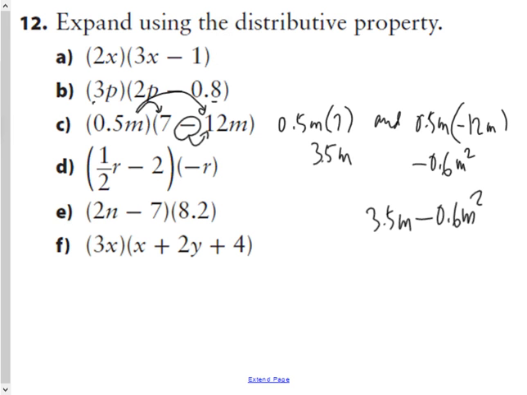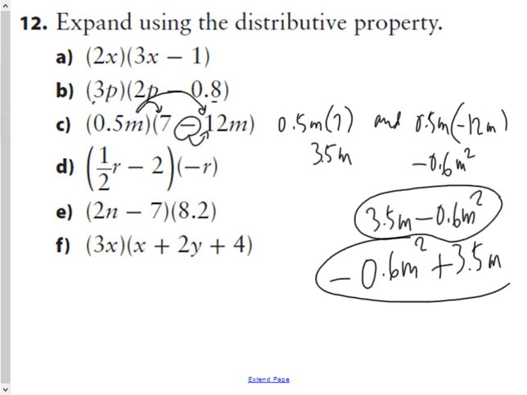Or if you reorder them in descending degree of terms, you could restructure that to be a negative 0.6 m squared plus 3.5 m. Now both answers are the same. I mean, this one here just technically is a little bit better because you did reorder it in descending degree of terms, so that's probably what you should do. That's the final solution, kind of like reducing a fraction to lowest terms. You just reorder your terms at the end.